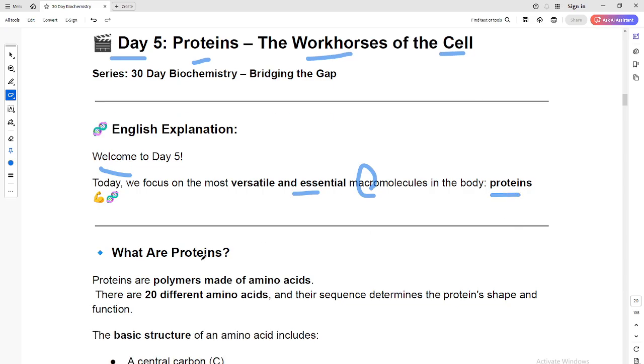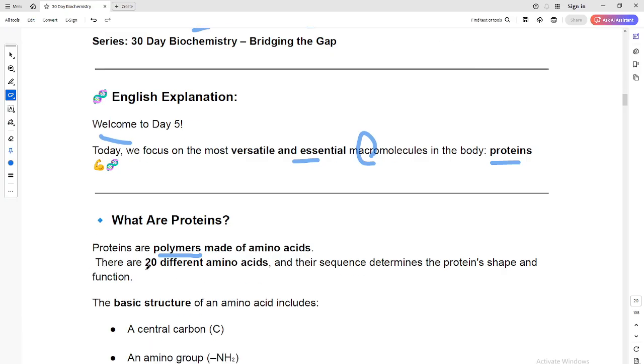What are proteins? Proteins are polymers made of amino acids. There are 20 different amino acids, and their specific sequence in this polymer determines, number one, the protein shape, and upon the protein shape, its proper function.